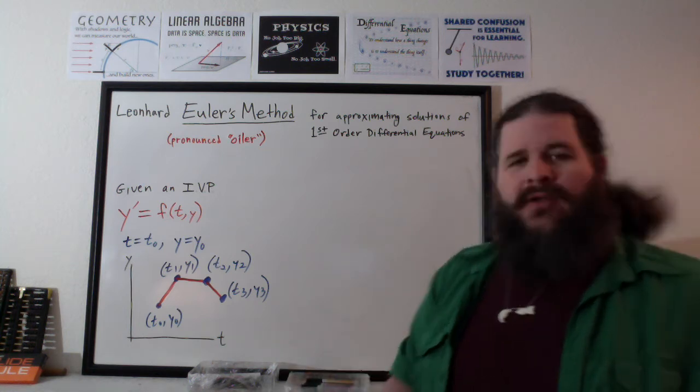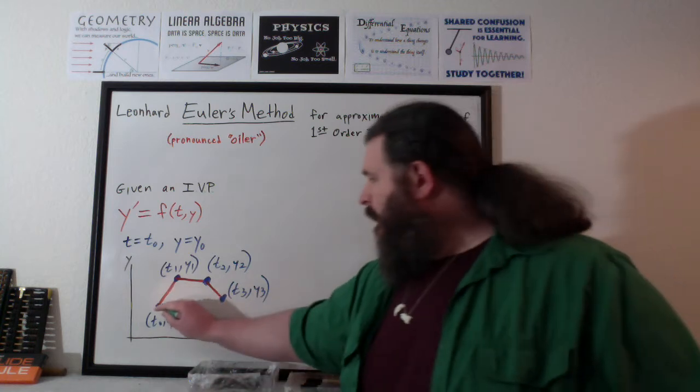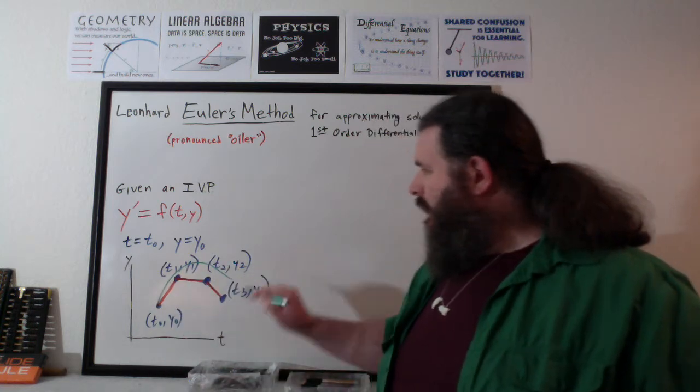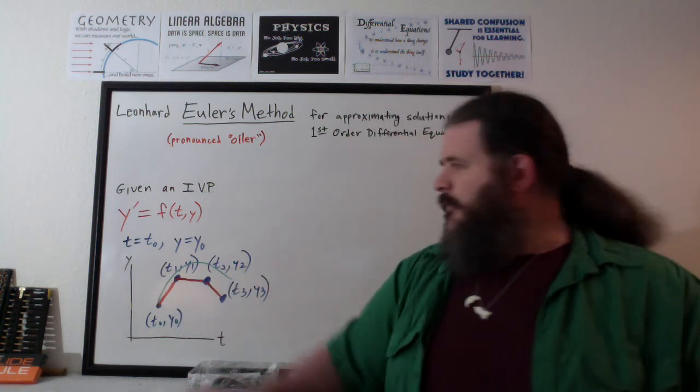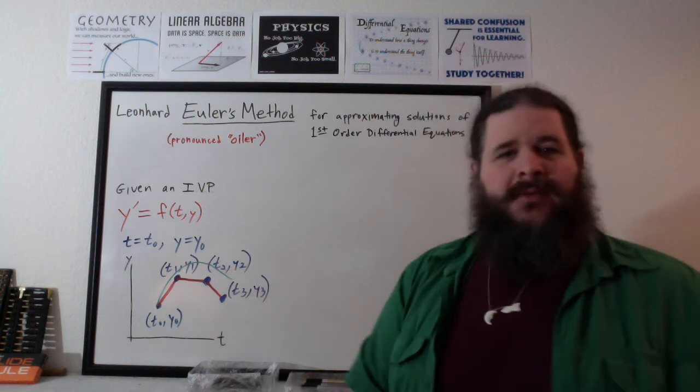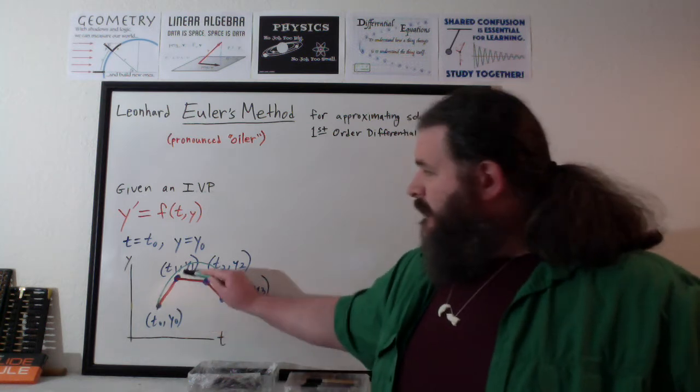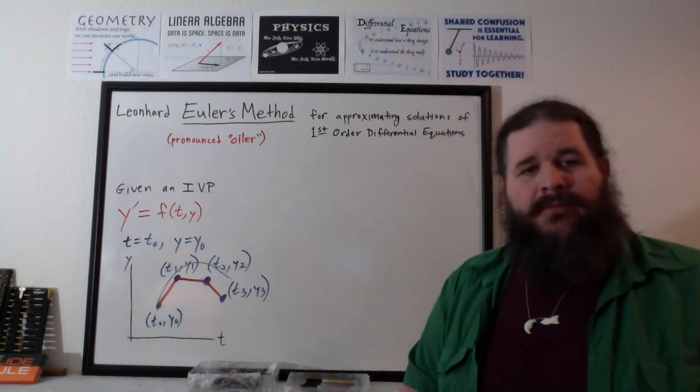And of course, this is not going to be the actual shape of the curve. The actual curve maybe looks something more like this. So the further you go, the more inaccurate this becomes. But for values fairly close to the initial condition, this can be a very good approximation.